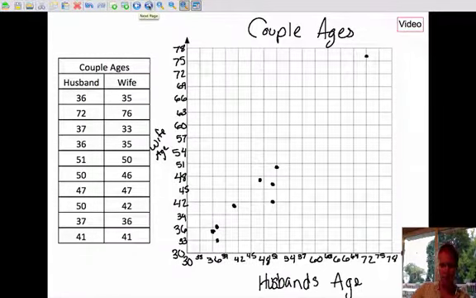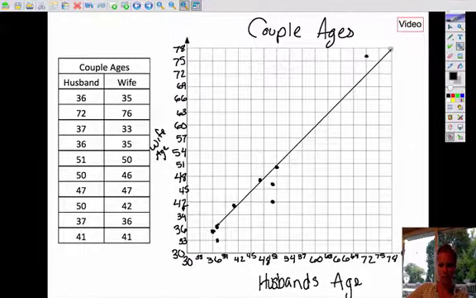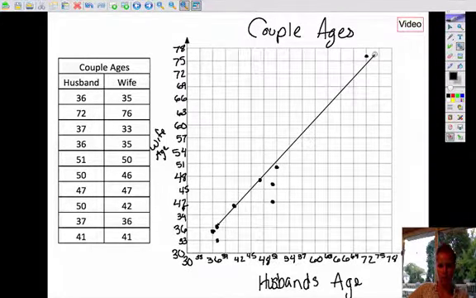So on the last video I made a scatter plot of couples' ages. We're going to fit a line of best fit or a linear model to this data. What I like to do is choose 2 points that I think best represent the data, and then draw my line through those points. So maybe this point and this point, to fit my line to it. Oh, but I think I want to be closer to this point. So maybe these 2 points.